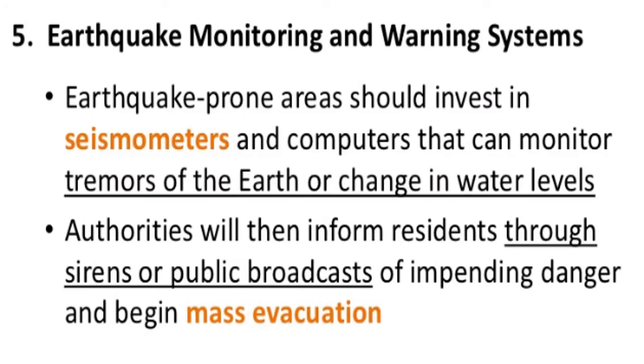Number 5 point. Earthquake monitoring and warning systems. Earthquake prone areas should invest in seismometers and computers that can monitor tremors of the earth or changes in the water levels. Authorities will then inform residents through sirens or public broadcast of impending danger or mass evacuation.